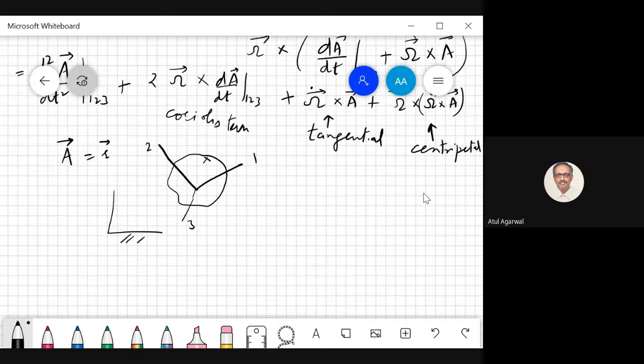So you have a particle here, you have its position vector. So what is the velocity of this particle related to the 1, 2, 3 frame? One is the relative velocity related to this frame.